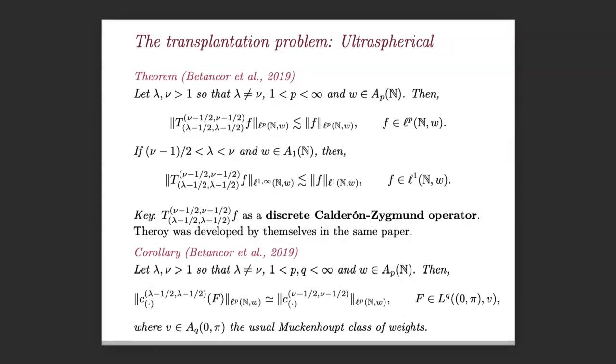The key of the proof is to consider the transplantation operator as a Calderón-Zygmund operator, and its corresponding discrete Calderón-Zygmund theory was developed by themselves in the same paper. So as a corollary, they obtained a weighted transplantation theorem for ultraspherical coefficients for functions in the weighted L^q, where the weight v is in the usual Muckenhoupt class of weights.